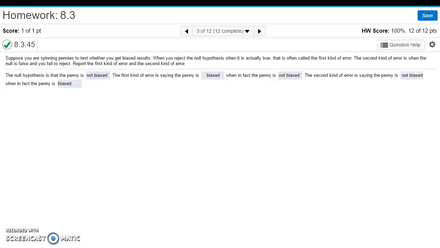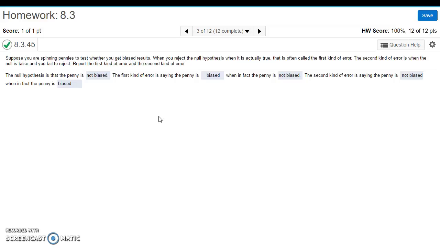We are going over chapter 8, and I only have this one problem that I would like to go over with you because it can be a real source of confusion. And I would really encourage you to look at it. It's problem 8.3.45, and it talks about the first and second types of errors that you can make in statistical analysis. And it says that the first type of error is when you have a null hypothesis and you reject it, but it's actually true.